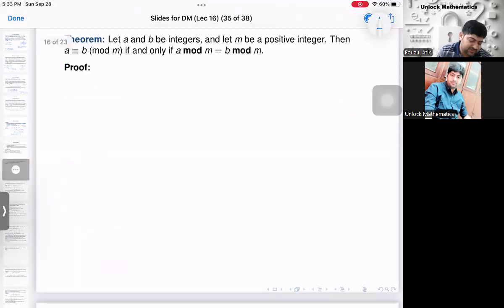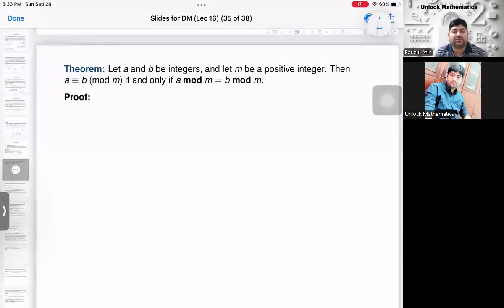Now we have one result related to congruence modulo M. It says: let A and B be any integers, and M a positive integer. Then A is congruent to B mod M if and only if A mod M is equal to B mod M.